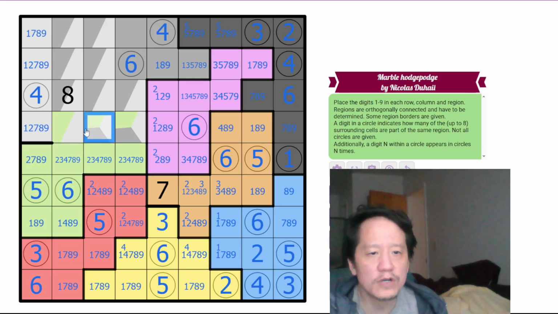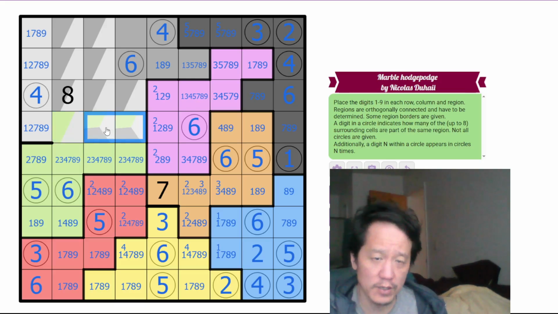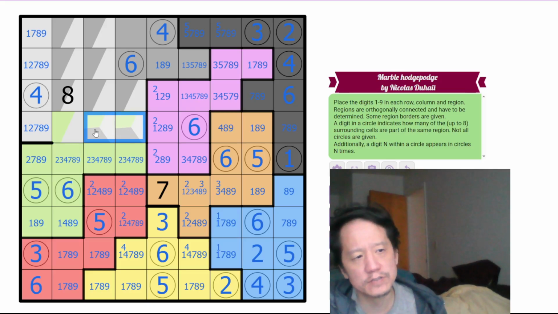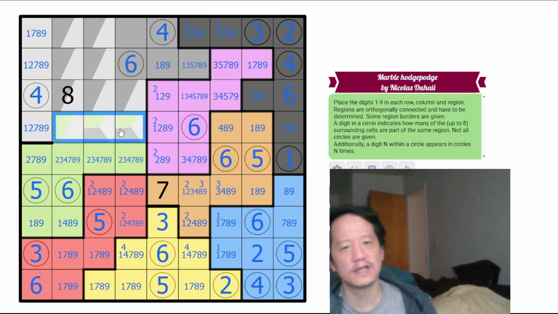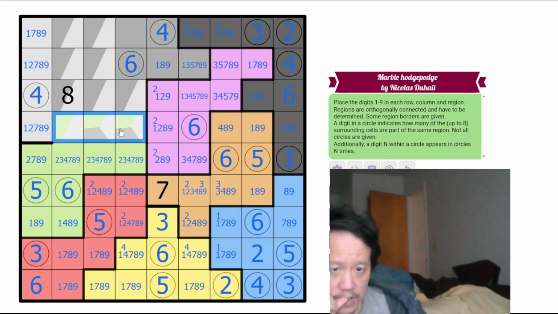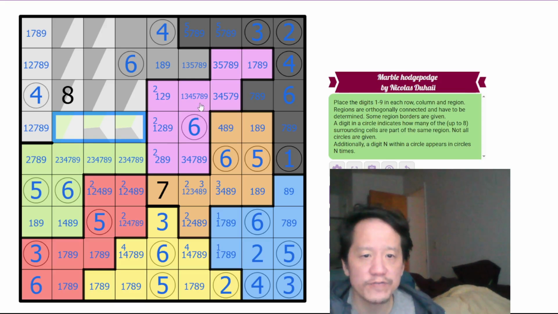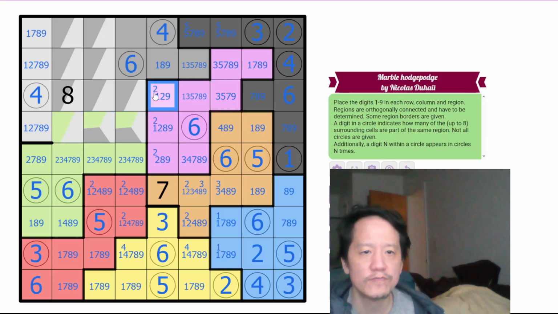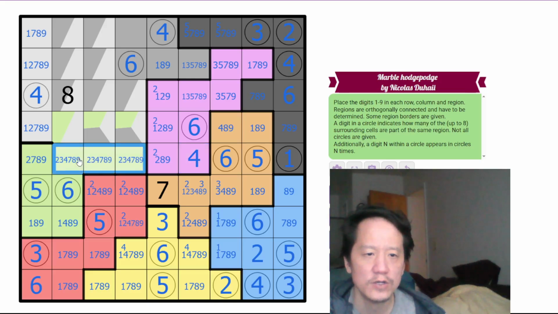So only one of these cells is green. Only one of these cells can be medium gray. So at least one of these cells is light, but that doesn't tell us very much. Okay, where's the 4 in the pink region? 4 can no longer be here, 4 can't be here, 4 can't be here, it has to be here. So this is 4, which means 4 cannot be here.